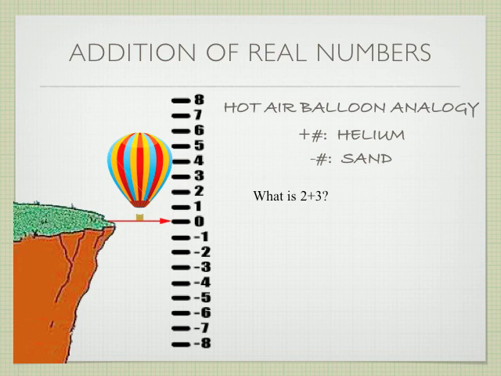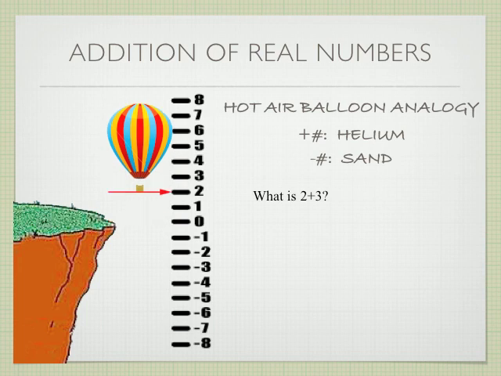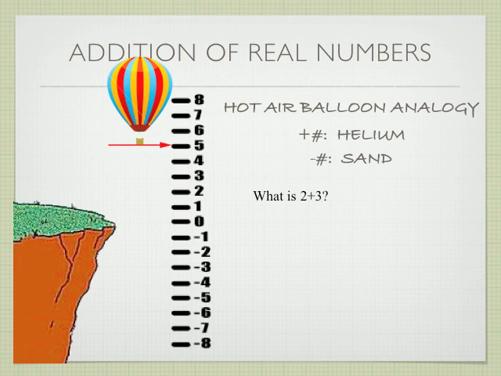I totally know that. But let's just pretend that we're in our hot air balloon, and all positive numbers are bags of helium, and all negative numbers are bags of sand, and one bag of helium moves my hot air balloon up a foot, and one bag of sand moves my hot air balloon down 1 foot. So 2 plus 3, well, I'd add on 2 bags of helium, and my balloon would go up 2 feet, and I'd add on 3 more bags of helium, and my balloon would go up 3 more feet, so I'd end up 5 feet above the cliff. So that's one explanation of why 2 plus 3 equals 5.